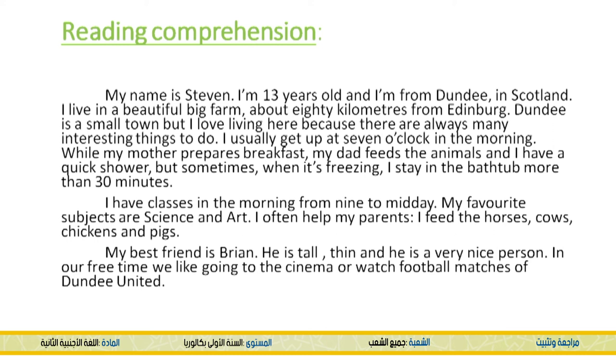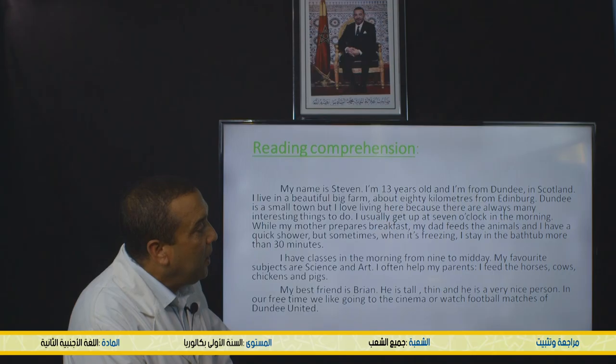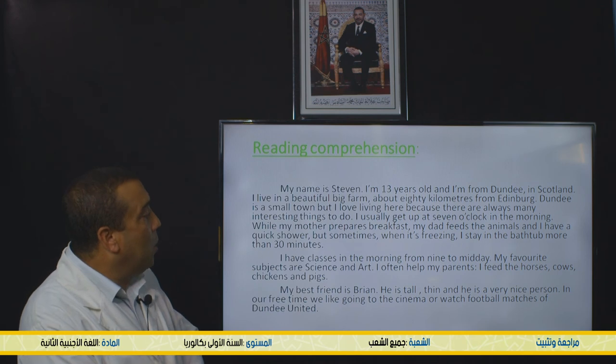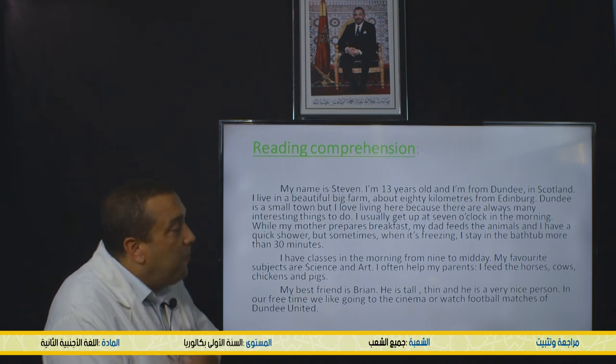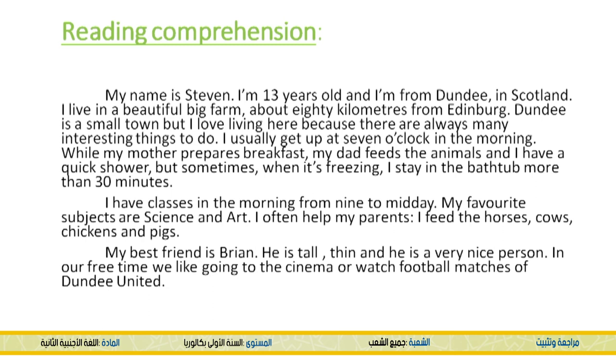My name is Stephen. I'm 13 years old, and I'm from Dundee in Scotland. I live in a beautiful big farm about 80 kilometers from Edinburgh. Dundee is a small town, but I love living here because there are always many interesting things to do. I usually get up at 7 o'clock in the morning. While my mother prepares breakfast, my dad feeds the animals and I have a quick shower. But sometimes when it's freezing, I stay in the bathtub more than 30 minutes.